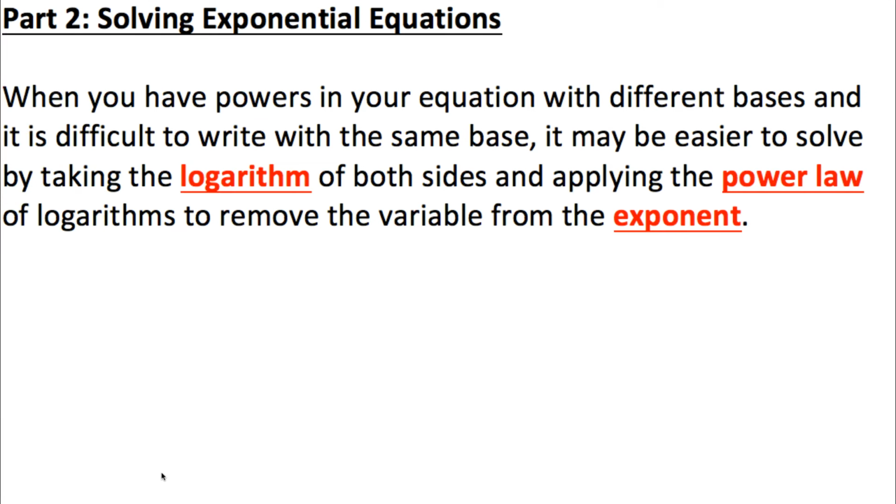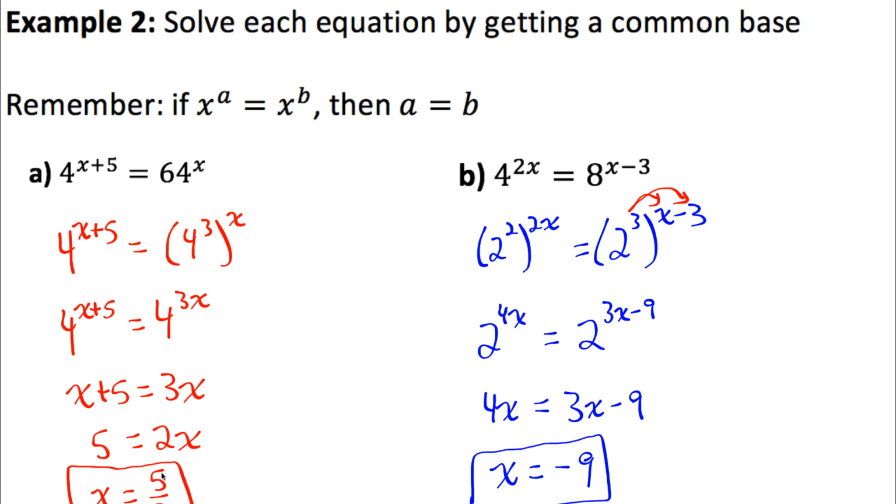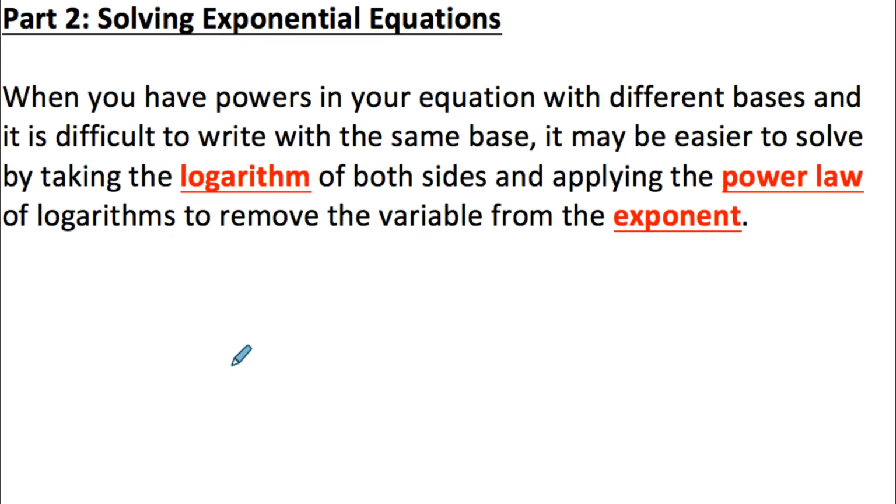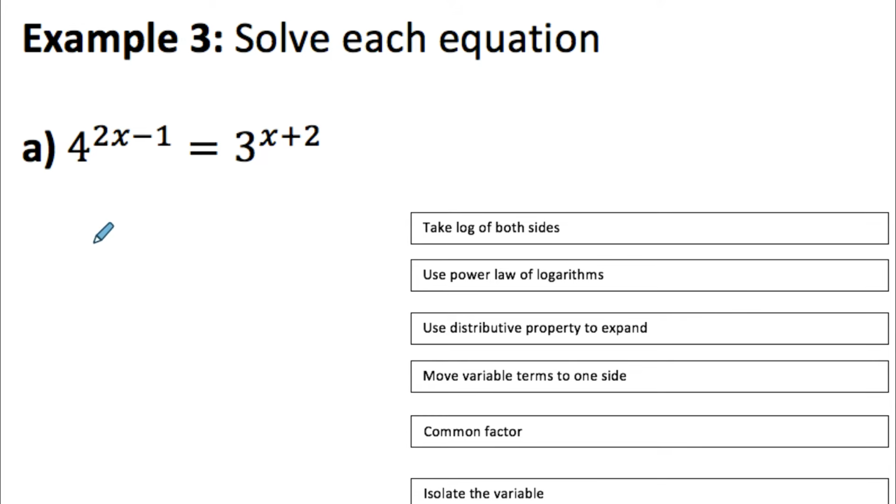Now part A and B were relatively easy because we were able to rewrite those powers with the same base pretty easily. But what if we can't do that? Look at example 3, part A. I have a power of 4 and a power of 3. It wouldn't be easy to rewrite those powers to have the same base. Like I could, I suppose, write 4 as a base 3 power. It would be 3 to the log base 3 of 4, and then that's to the exponent of 2x minus 1. But I don't think this is going to make the equation any easier to solve. So let's not do that method.